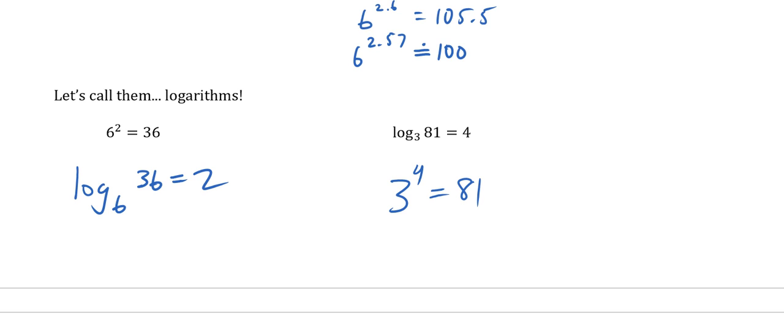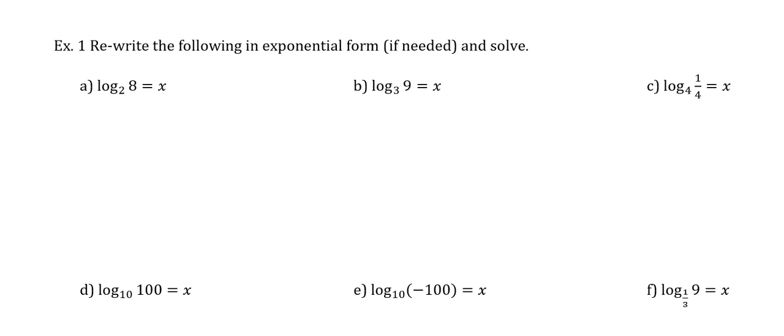This is called the argument of the log. That's how you could refer to it. Or log base 6 of 36 is how you could talk about it. Equals 2. So 2 is the result, which is the exponent if you're rewriting it the other way. Okay? All right, so here's what we're going to do.